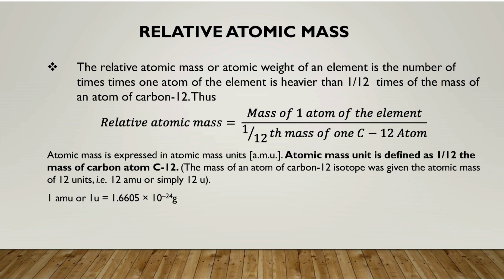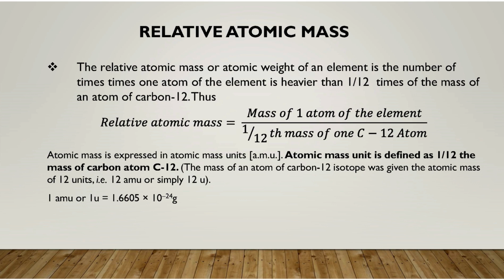So what is the relative atomic mass? The number of times one atom of an element is heavier than 1/12 of the mass of the atom of carbon-12. There is a formula you can see: relative atomic mass is equal to the mass of one atom of the element upon 1/12th the mass of one carbon-12 atom. So this is the formula of the relative atomic mass.